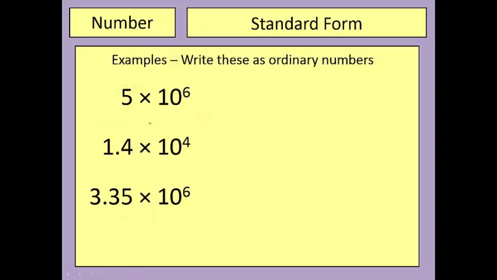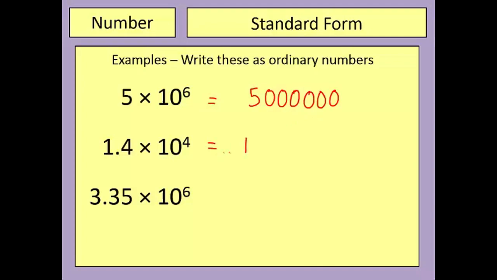Okay, now we need to practice the reverse process, so write these numbers as ordinary numbers. In order to do that, we look at the first number here again, so this is going to start with a 5, and then we simply make sure that there are 6 digits, because there's a power 6 here, after this 5, and they're all going to be zeros, because I've used the 5 already, so it's 5 and 1, 2, 3, 4, 5, 6 zeros.